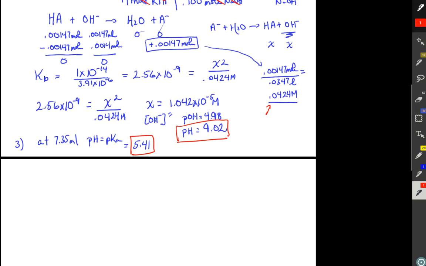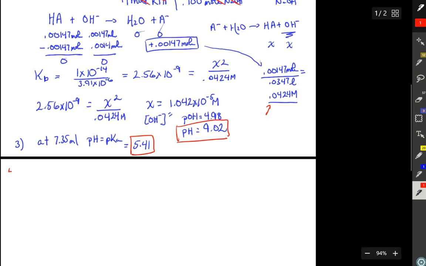Other than that, what you're going to do is sort of fill in. So I'm going to show you what to do maybe at 3 mils, and then maybe what to do if we have 25 mils. Okay, so really quickly, this is how you would go about it. This is all stoichiometry at this point.